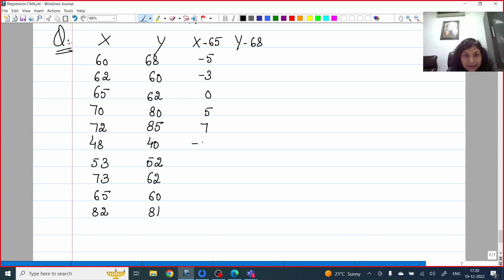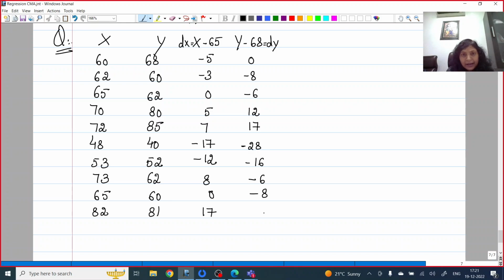Then 48 minus 65, this is minus 17. And then 53, this is minus 12. 73, this is 8. 65 is 0 and 82 is 17. So this is my dx. Dx is equal to x minus 65 and this is my dy. So 68 minus 68, 0, minus 8, minus 6, then we have 12, then 17, then minus 28, minus 16, minus 6, minus 8, and then we have 13. So this is my dx and dy.